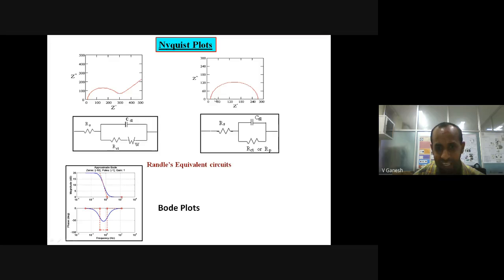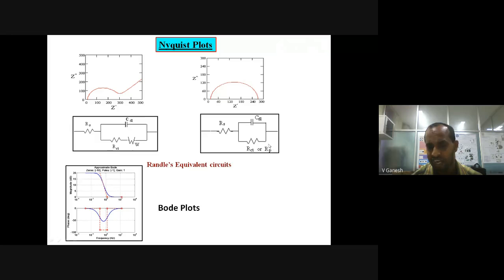Now, the very first point of the highest frequency of your measurement is called the solution resistance, which is RS, or uncompensated solution resistance. And if you fit that into a semicircle, the second intercept on the x-axis is RS plus RCT, meaning charge transfer resistance. What do I mean by charge transfer resistance? The resistance offered by the electrode towards any charge transfer process. The difference between these 2 points will give you the value of RCT.